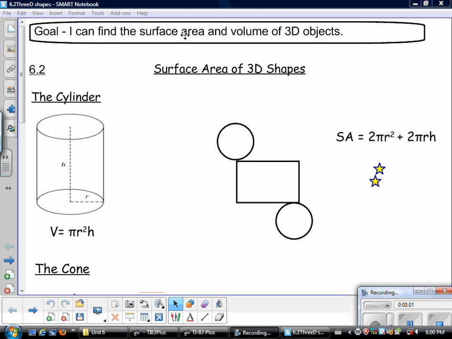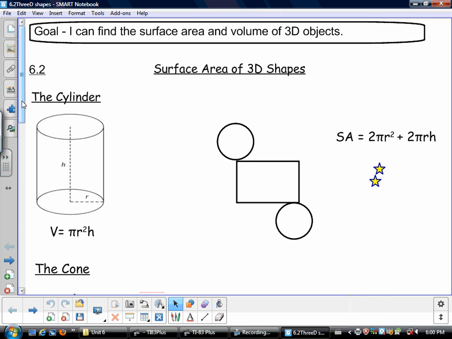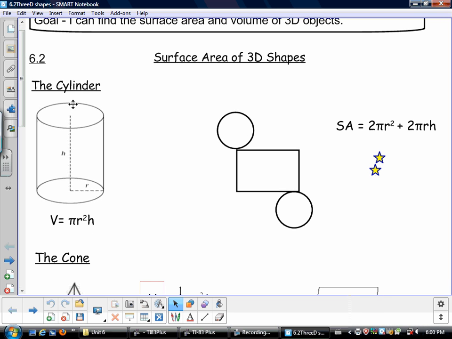Okay, Wendy's. Today our goal is I can find the surface area and volume of 3D objects. Okay, so we're working with 3D objects now. So 6.2, and the first object we're going to look at is the cylinder. Now again, remember you do not need to memorize these formulas. That is fine. However, let's take a little bit closer look at it.